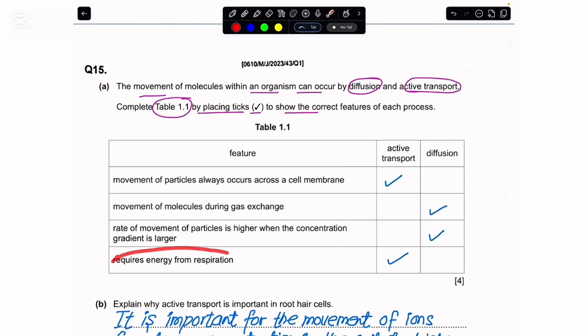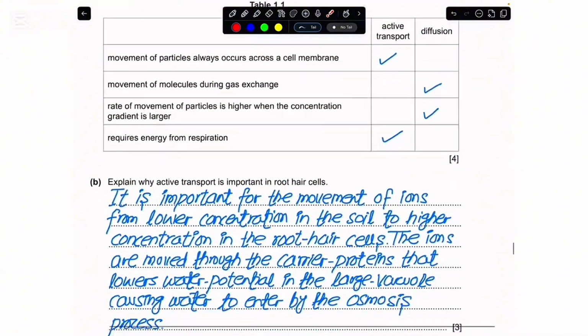They say it requires energy from respiration, and that would need us to put a tick here because this is the active transport. Why does it require energy from respiration? Because this mechanism moves the ions against the concentration gradient. So for that purpose, we need the energy for the carrier proteins to work so that they can move the ions from the lower to the higher concentration.